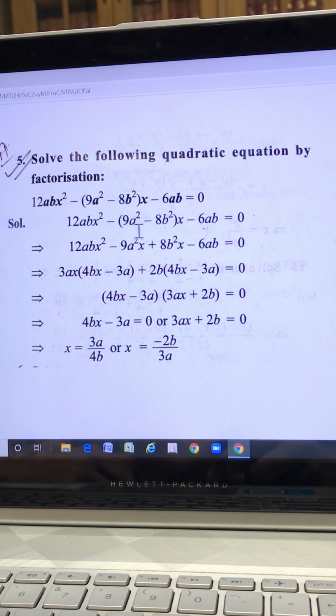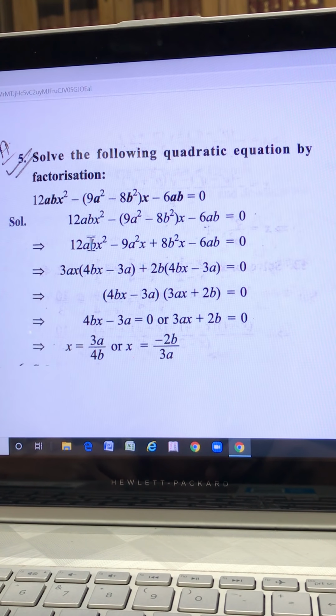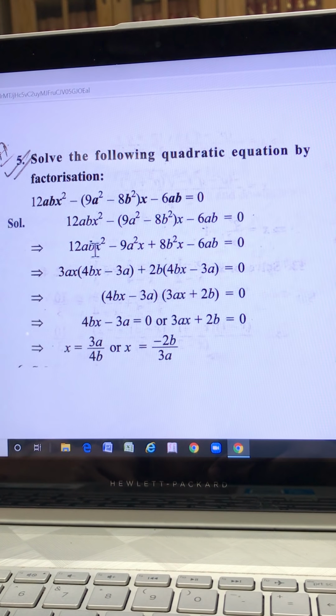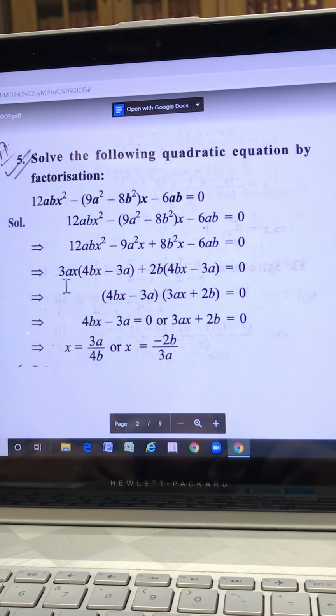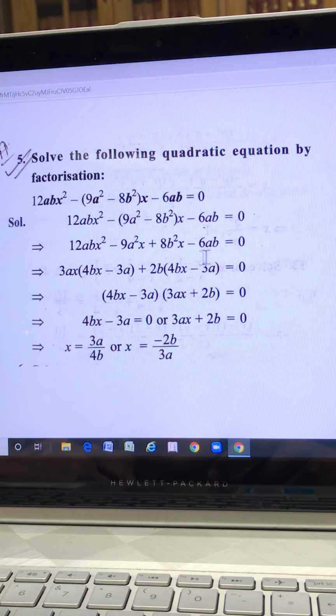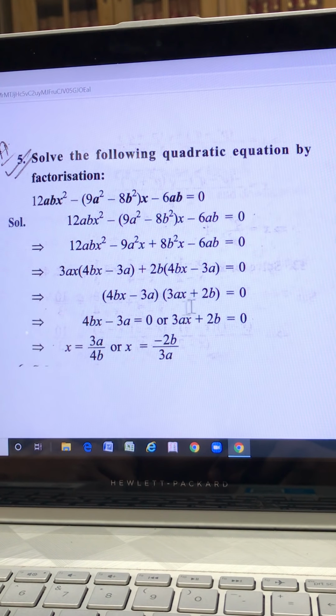I will get 9a square x plus 8b square x, and then I will do the simplification by taking the common factors out. In this, from the first two terms, I can take 3ax common and I will be left with 4bx minus 3a. And from the last two terms, I can take 2b common and I will be left with 4bx minus 3a. And then I take 4bx minus 3a common from the entire equation. I will be left with 3ax plus 2b. So again I have two factors.